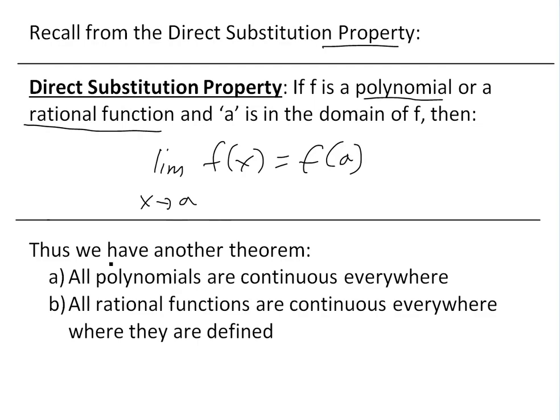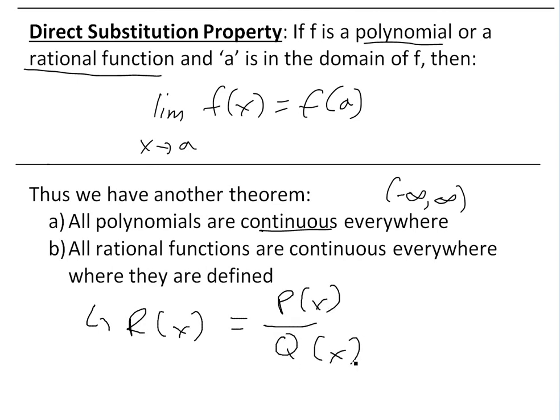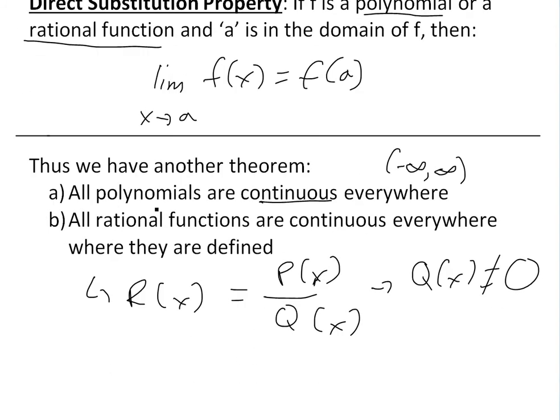Thus we have another theorem. All polynomials are continuous everywhere, meaning from negative infinity to infinity, and all rational functions are continuous everywhere they are defined. A rational function R of x is a polynomial P divided by a polynomial Q, and it is defined everywhere except where Q of x is equal to 0. I'm not going to go over too much on this, because I already proved direct substitution for both of these cases, so since I proved that, they have to be continuous.